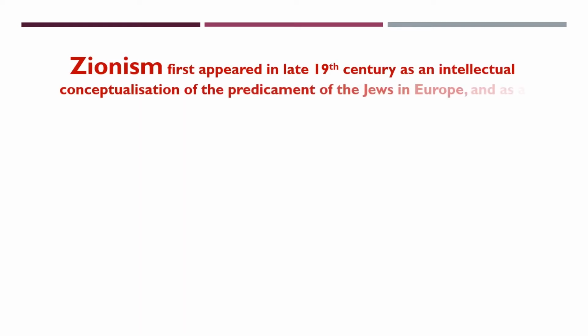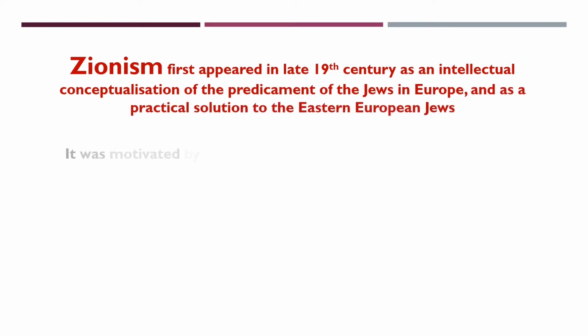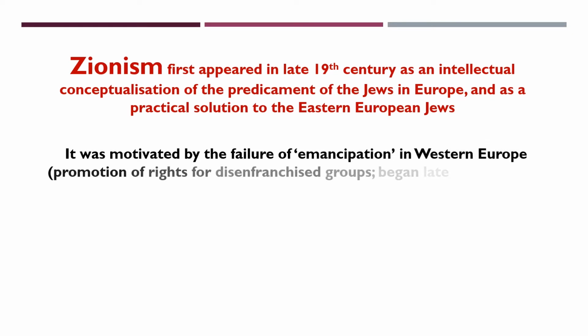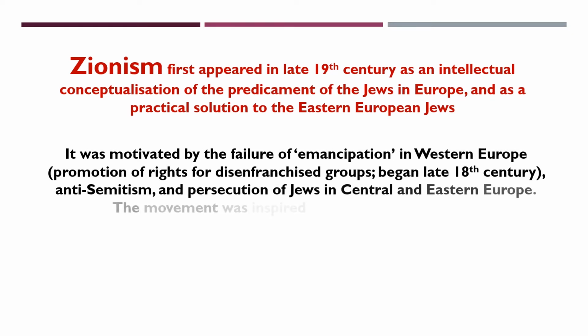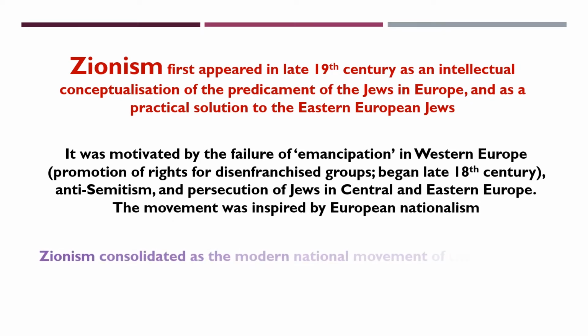Zionism is the modern national movement of the Jewish people. It emerged to give a solution to the predicament of the Jewish people in Europe. It had mainly two practical sources. One was the failure of the emancipation project in Western Europe, where some countries attempted to promote equal rights and equal citizenship for the Jews. And on the other hand, it was motivated by persecution and anti-Semitism going on in Central and Eastern Europe.